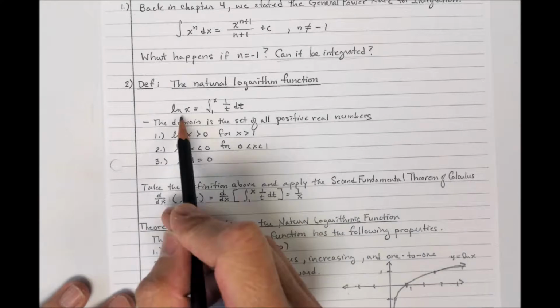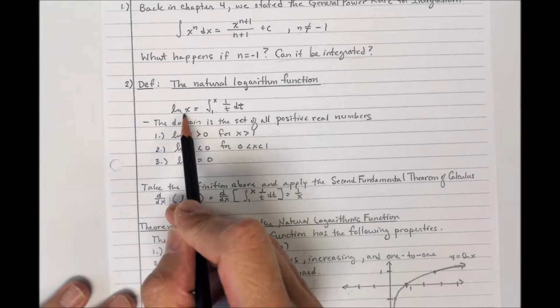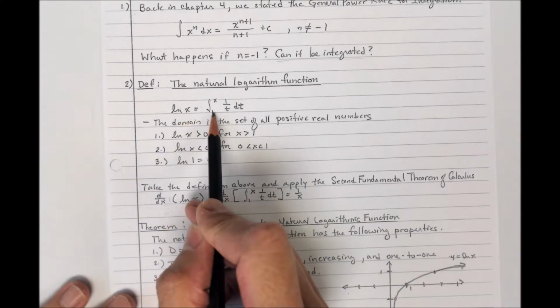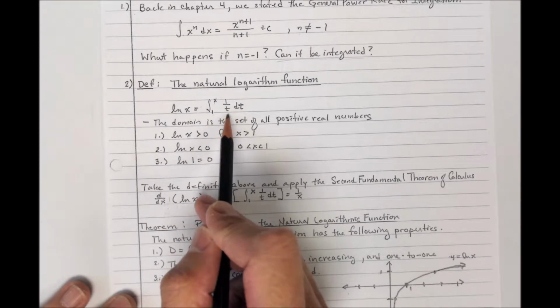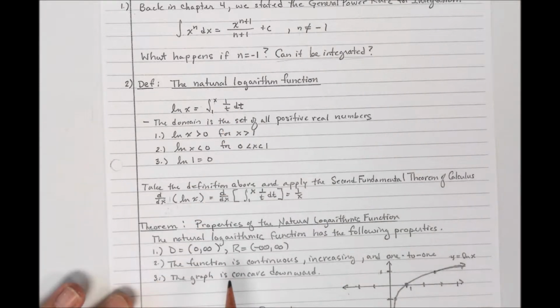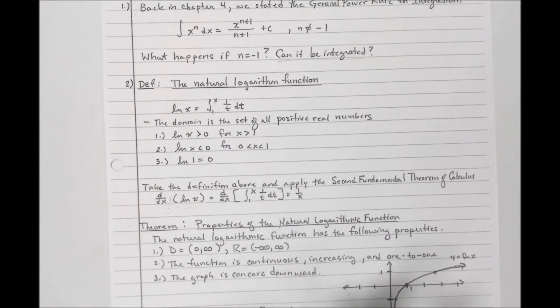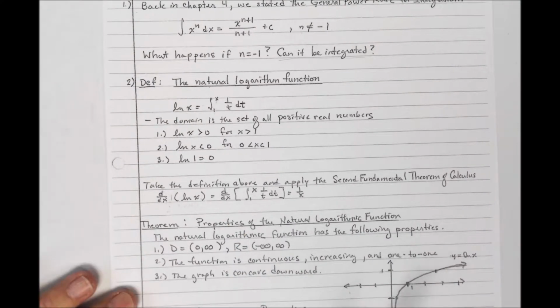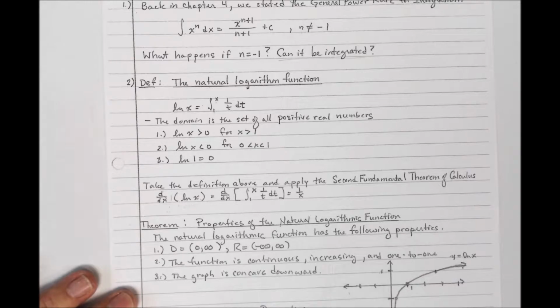We define the natural log function, the natural log of x, as being the definite integral from 1 to x. Notice that it's a function because it's going from 1 to x of 1 over t dt. The domain is the set of all positive real numbers, because you may remember you can't take the natural log of 0, you can't take the natural log of a negative number.